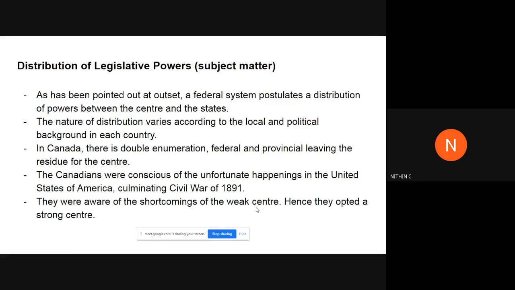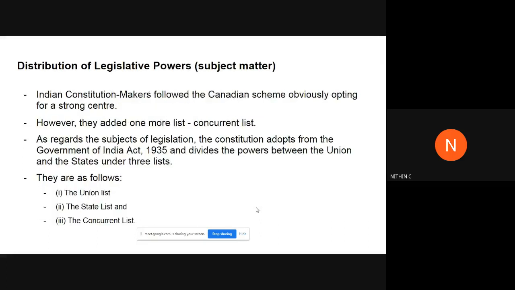Understanding such things that happened earlier, as per the Canadian constitution, we are having a strong center, the union government formed strong. And that we have actually copied. Indian constitution makers followed the Canadian scheme, obviously opting for a strong center.